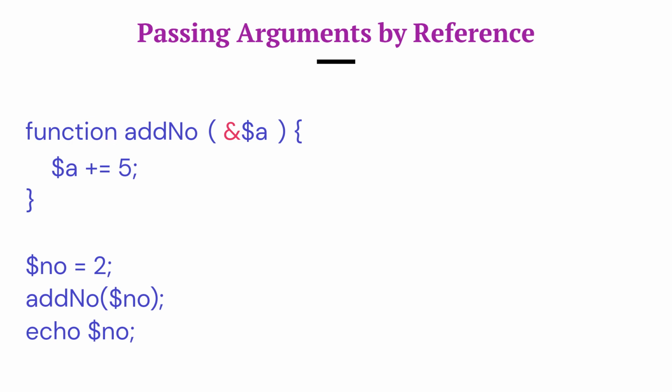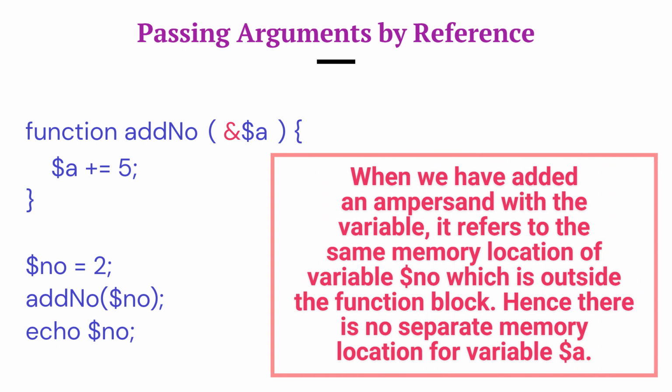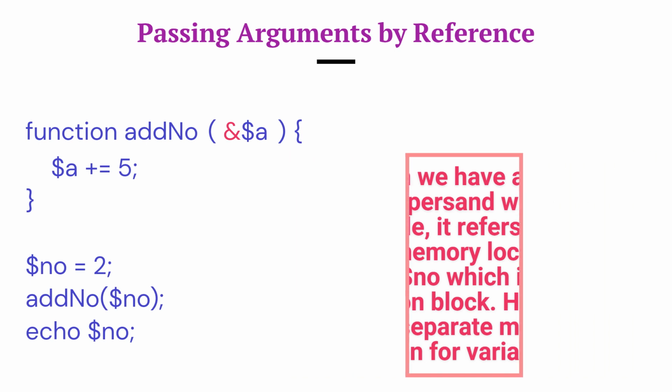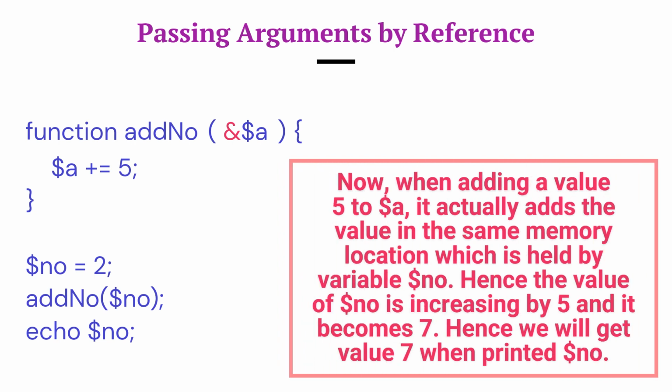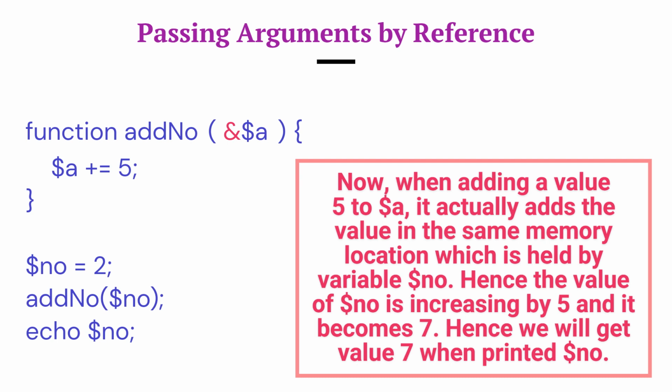In the function parameter, we have added an ampersand sign, which is available with the key 7 on your keyboard, just before the parameter $a without any space. How has this happened? When we have added an ampersand with the variable, it refers to the same memory location of variable $no, which is outside the function block. Hence there is no separate memory location for variable $a. Now, when adding a value 5 to $a, it actually adds the value in the same memory location which is held by variable $no. Hence the value of $no is increasing by 5 and it becomes 7. Hence we will get value 7 when we print $no.